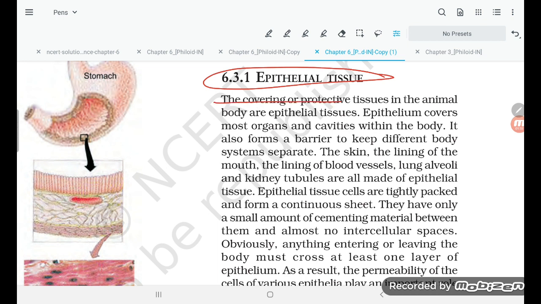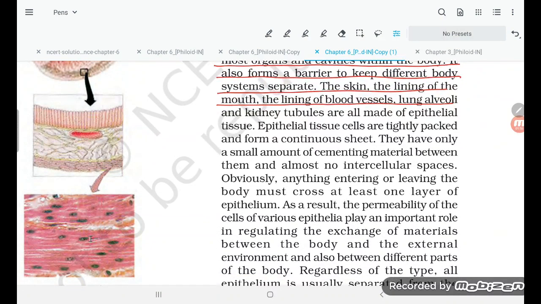The covering or the protective tissue in the animal body is the epithelial tissue. Epithelium covers most organs and cavities within the body. It also forms a barrier to keep different body systems separate. The skin, the lining of the mouth, the lining of blood vessels, lung alveoli, and kidney tubules are all made up of epithelial tissue. Epithelial tissue cells are tightly packed and form a continuous sheath.